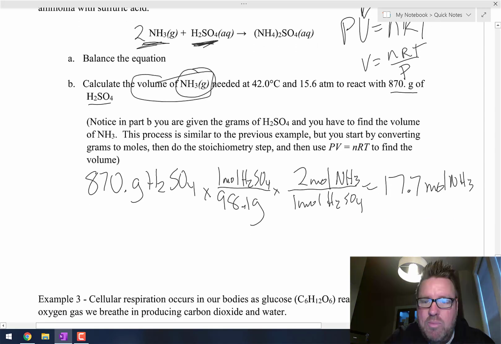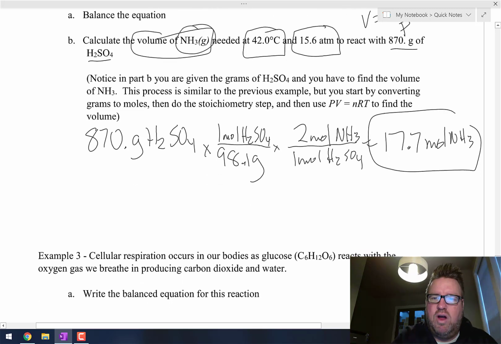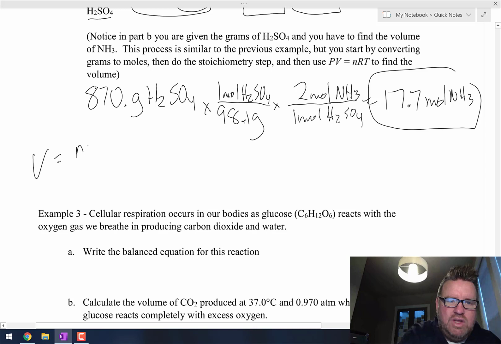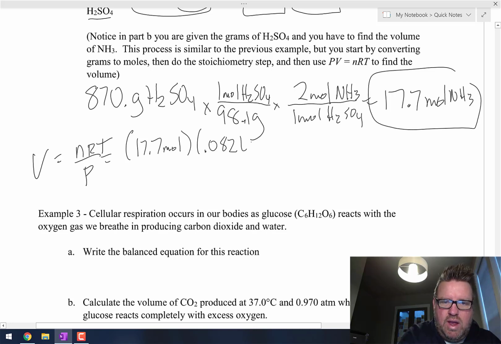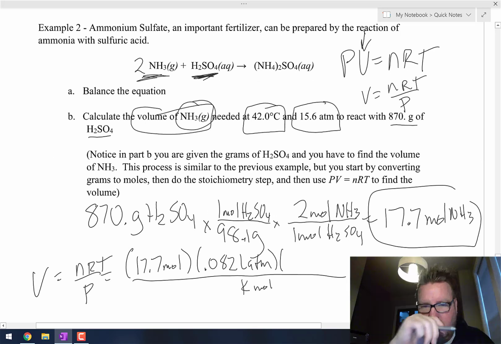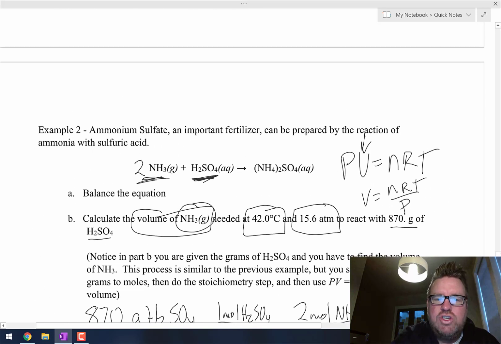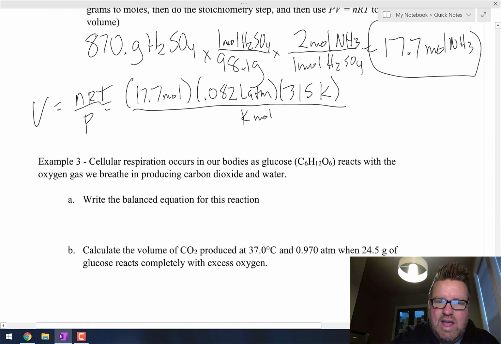Okay, now I've got moles, great. I've got temperature, great. I've got pressure, great. I have everything I need to now solve this problem. So again, V equals nRT over P. So our moles are 17.7. R is 0.082 liters atmospheres over Kelvin mole. The temperature is 42 plus 273. I believe that is 315 Kelvin. And then our pressure, 15.6 atmospheres.